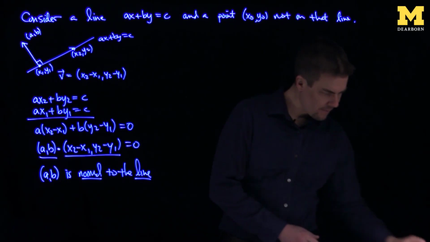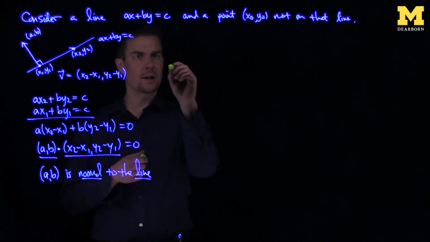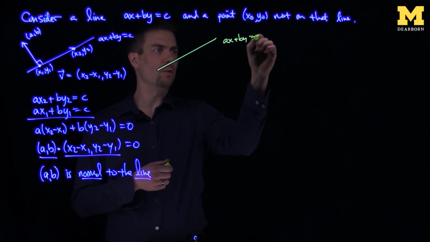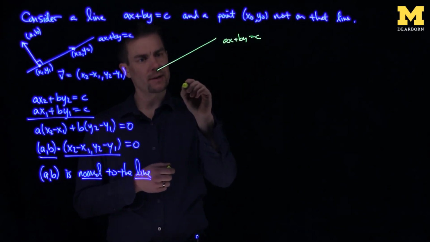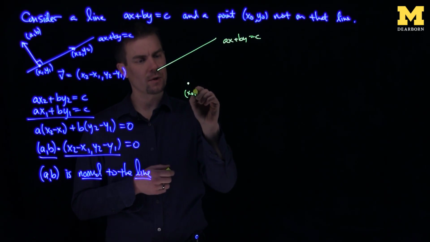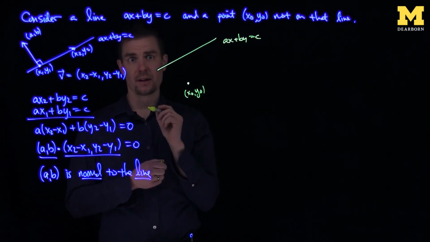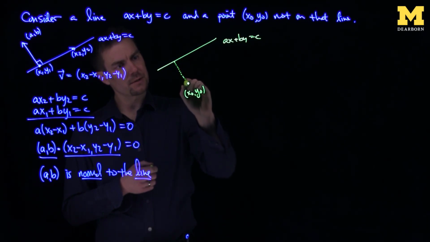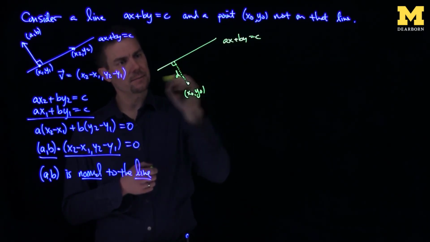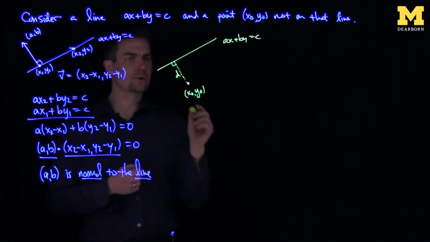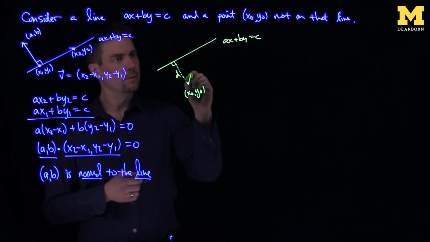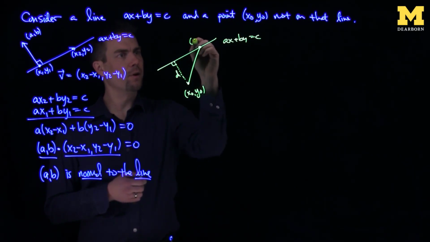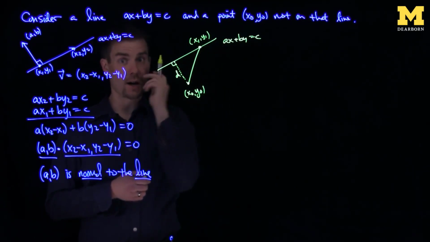So now, if I'm given a line, here's our line, ax plus by equals c, and here's a point, x0, y0, which is not on the line. I'd like to find this distance over here, this perpendicular distance. I'd like to find that distance, d. What I'll do to do so is I will pick any point on the line. Let's call that point over here x1, y1. That's actually on the line.